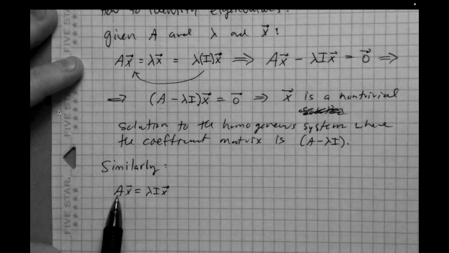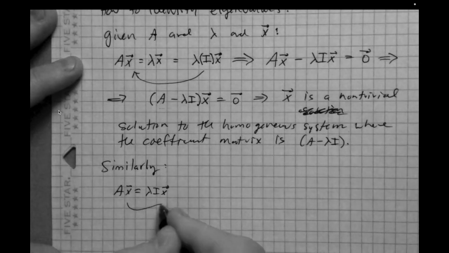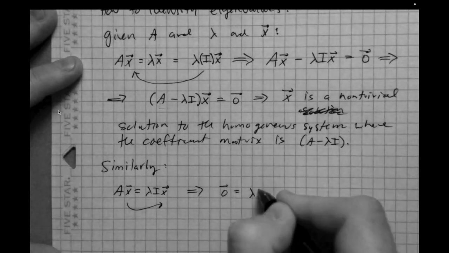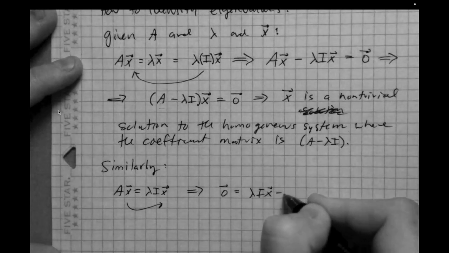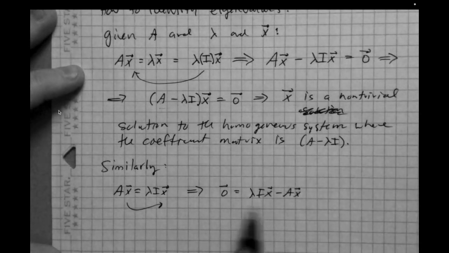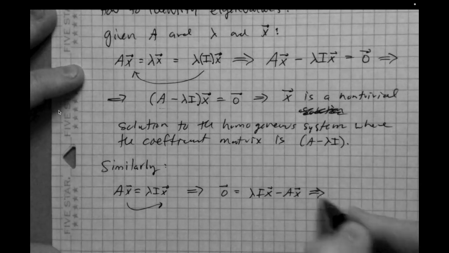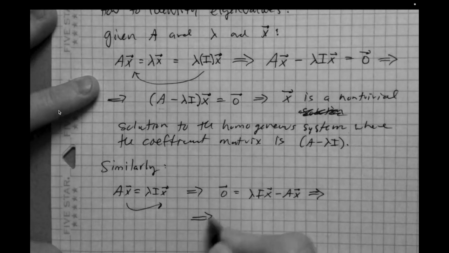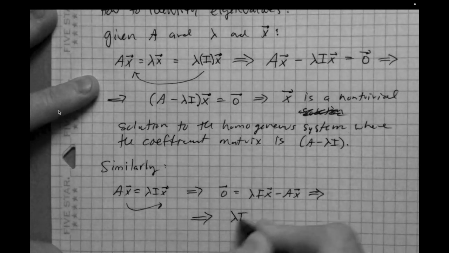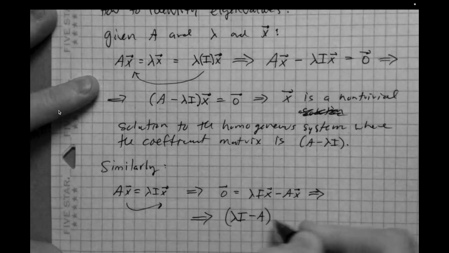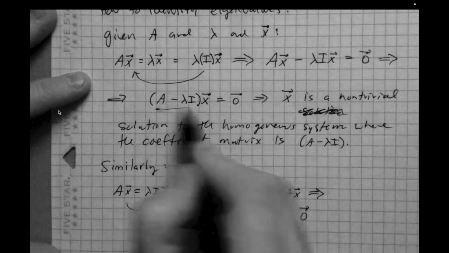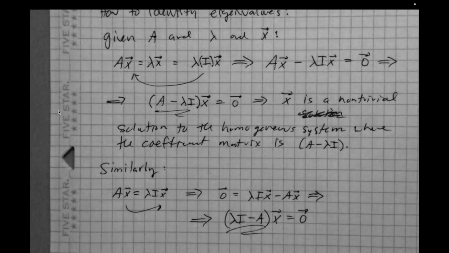Then I could subtract this from both sides, bring it over here, right? And so that would mean that the 0 vector is equal to lambda I times x minus Ax. And this is going to be the direction that we'll prefer. I'm just going to flip the order here, but this is basically saying that lambda I minus A times x is equal to 0, right? So you see that just the order is a little flipped here. Not a problem.